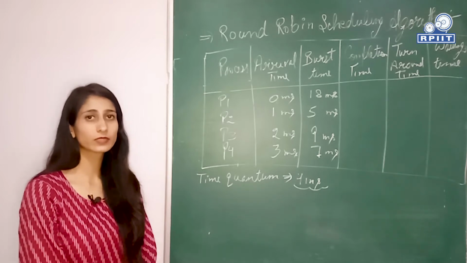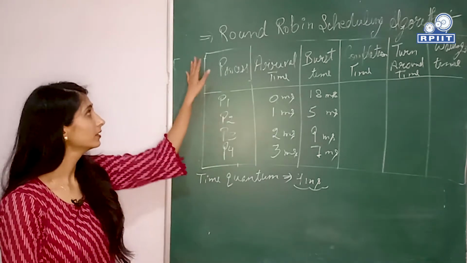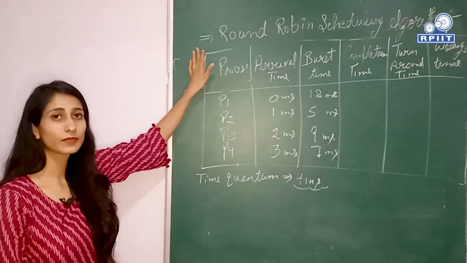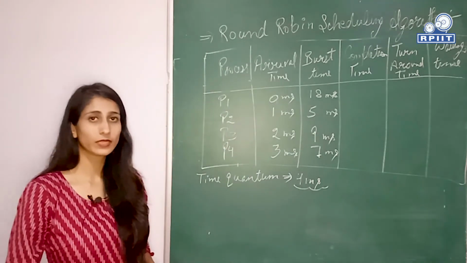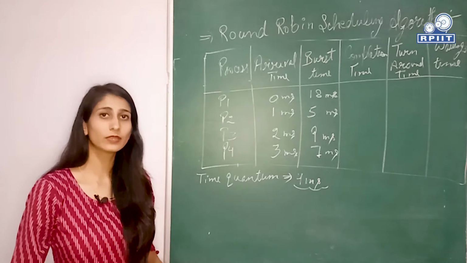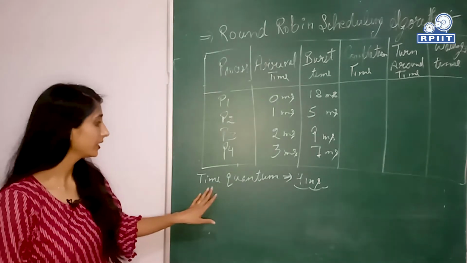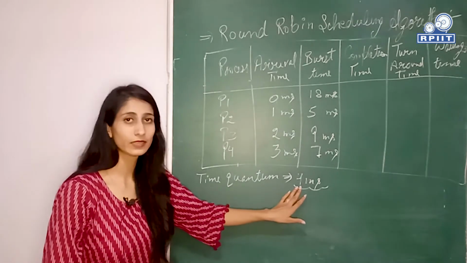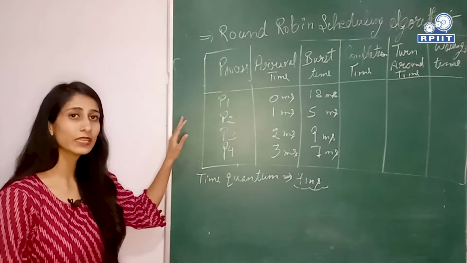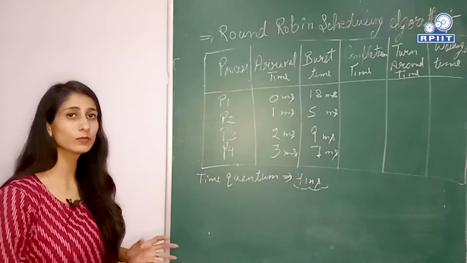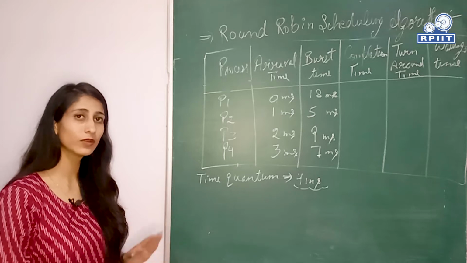Today we are going to discuss round robin scheduling in operating system. In round robin scheduling, we use time quantum or time slices. Here we have a time quantum of 4 milliseconds. That means each and every process will run a maximum of 4 milliseconds in one turn.